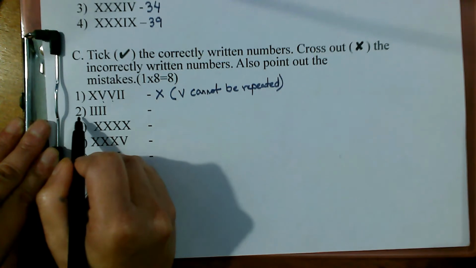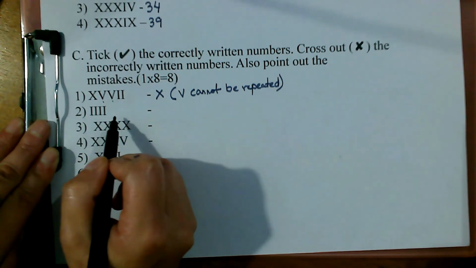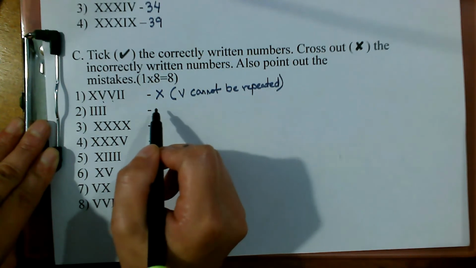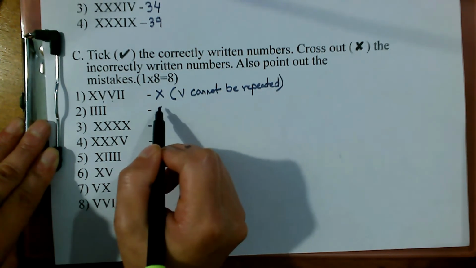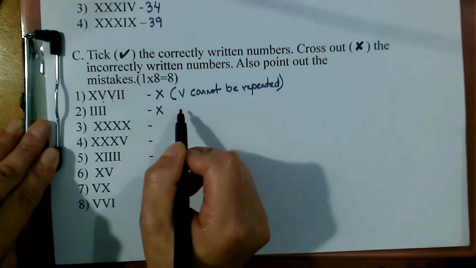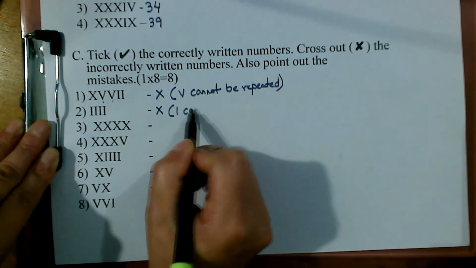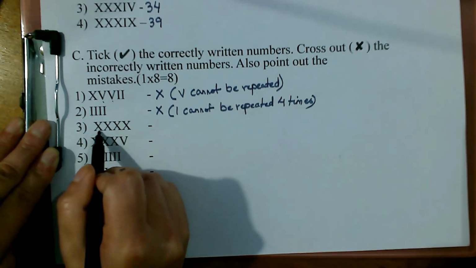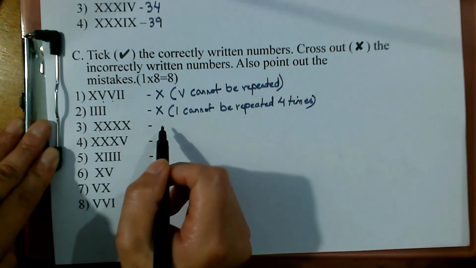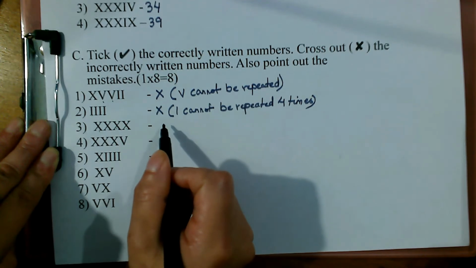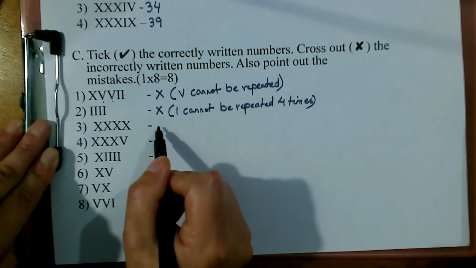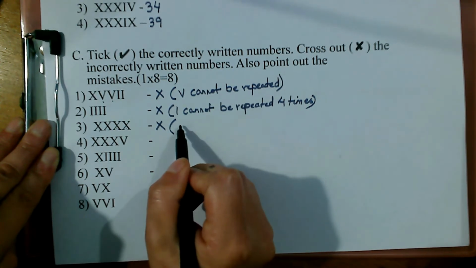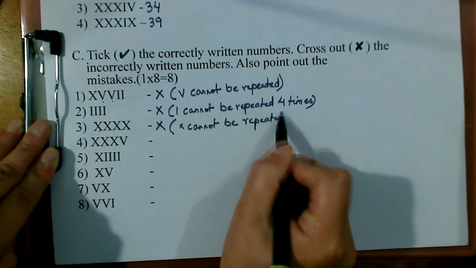And question number 2, IIII. You have to find out if this is correctly written or incorrectly written. So this is incorrect, so you have to cross out. Why? I cannot be repeated 4 times. And question number 3, XXXX. We have to find out if this is correctly written or incorrectly written. So this is incorrect, so cross out. Why? Because X cannot be repeated 4 times.